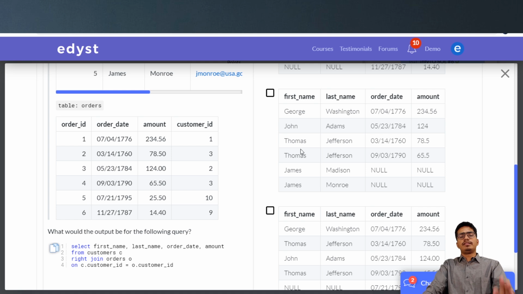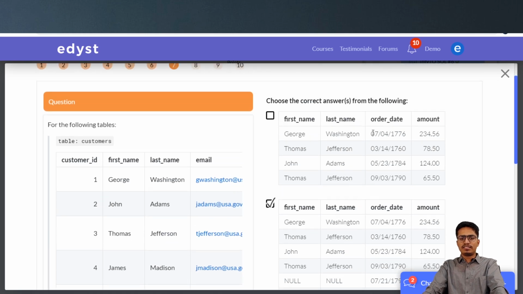Now in the next MCQ, the one that we are about to see, we're only selecting first name and last name, and we would say something like where order date is null. So what that would mean is we would get this left join first, and then we would say where order date is null. So we would only pick these 2 rows, and out of those 2 rows we are only interested in first name, last name. Hence the answer has to be James Madison and James Monroe, right?